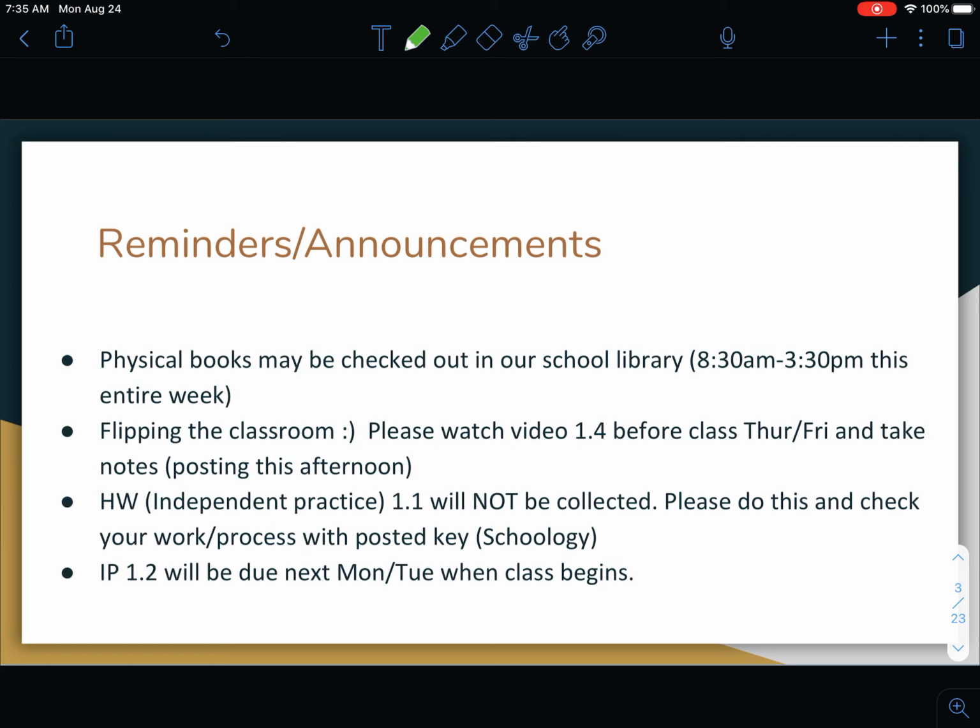Independent practice 1.1 will not be collected. I asked you to work on that, but it is not for a grade. You're going to do this and then check your work in progress with the key that I posted in Schoology. I encourage you to use a different color and redo any problems that you missed, including their process. Independent practice 1.2 is going to be due next Monday when class begins. I will post that as an assignment on Schoology, but 1.2 is in your packet or on the PDF in our Schoology.